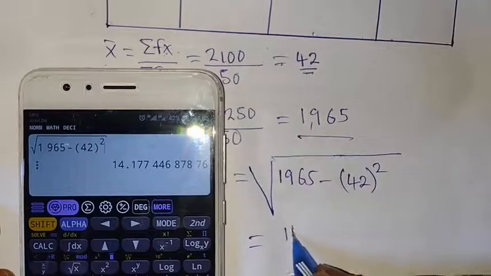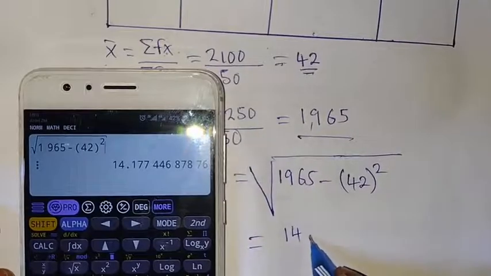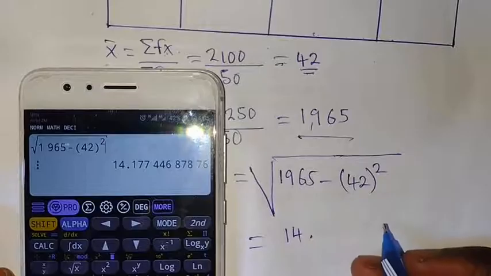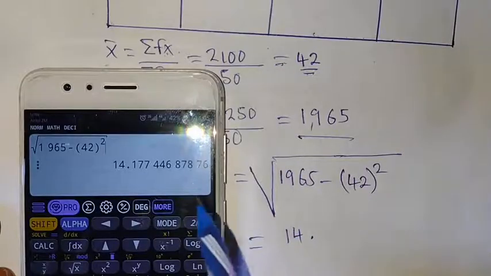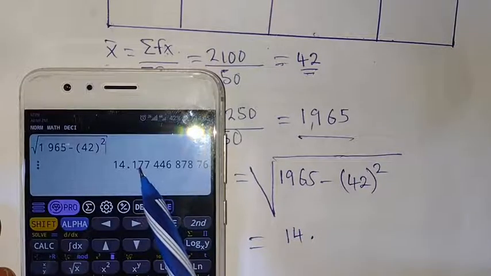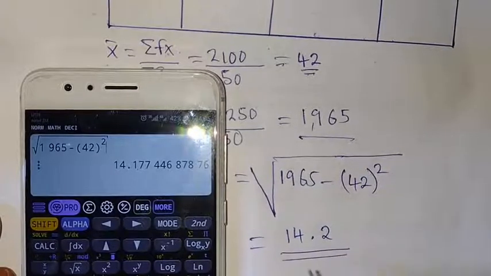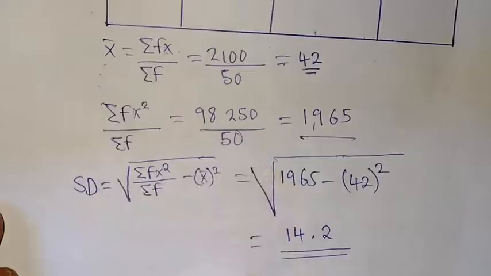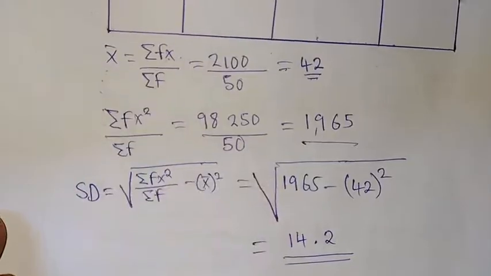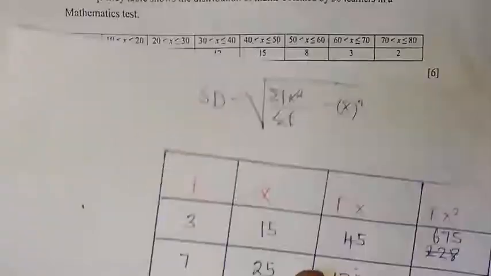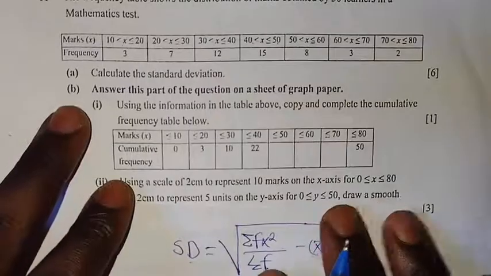So you just write 14 point. We can leave our answer correct to 3 significant figures. So this one will be rounded up by 7, so it will be 14.2. This is our standard deviation. Okay, so we have found our first question. So this was question A.